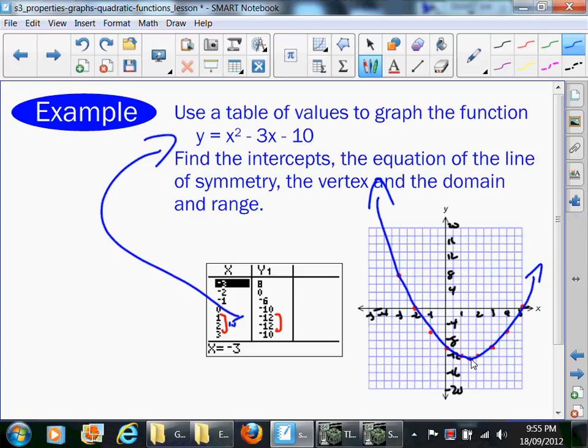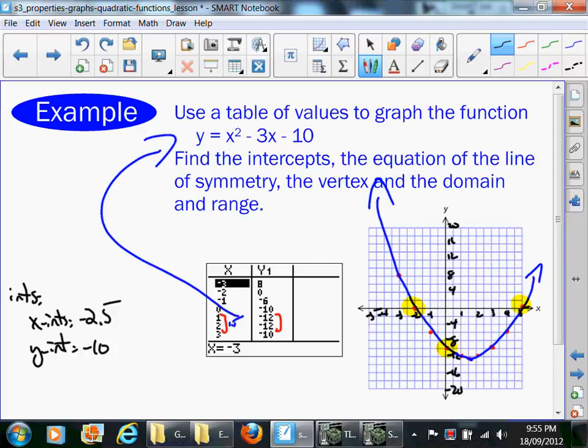Now it says to find the intercepts, the equation of the line of symmetry, the vertex, and the domain and range. Okay, so intercepts. There are 3 intercepts in this question. They are here, here, and here. So the x-intercepts are at negative 2 and 5. The y-intercept, there's always only one, is at negative 10.